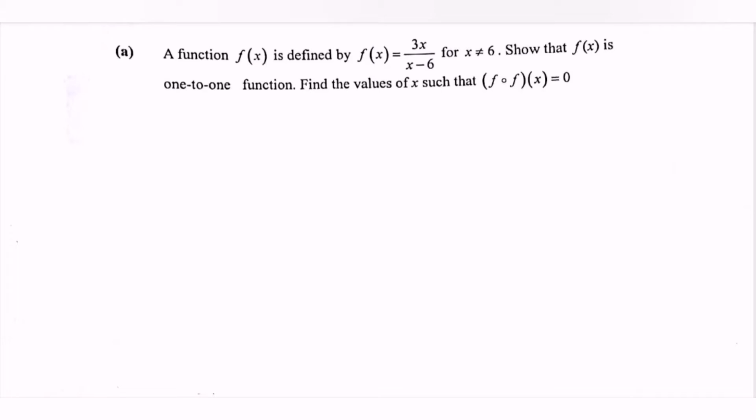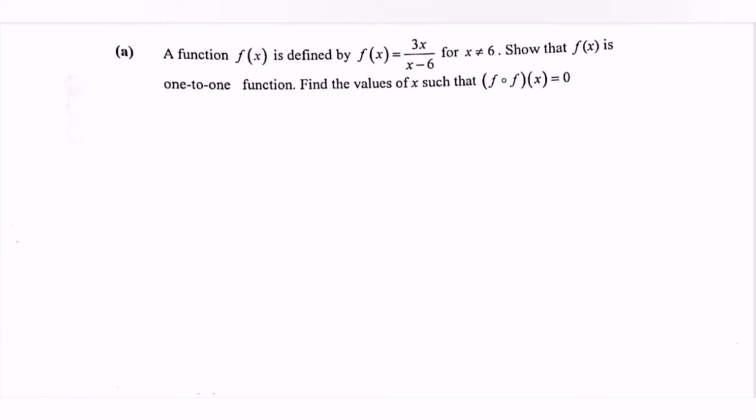In this video, we are going to discuss the example for function and graph. A function f(x) is defined as f(x) equals 3x over x minus 6, where x cannot be equal to 6. Show that f(x) is a one-to-one function. So my suggestion is using the algebraic method.